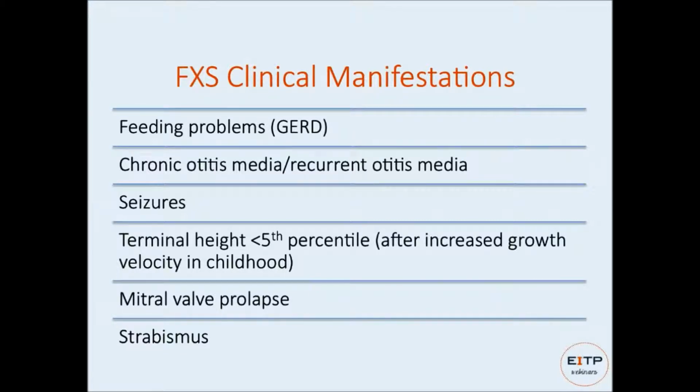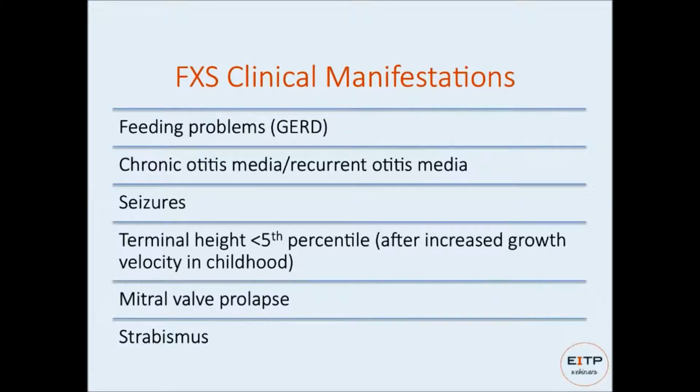In early childhood, they have increased growth velocities. They tend to be taller, but in the end, their final height is usually lower than average. They also can have a heart finding called a mitral valve prolapse, which is something that can be no big deal, but needs to be monitored for in some cases. And then strabismus, which is misalignment of the eyes. And so that needs to be watched for very closely in early childhood.